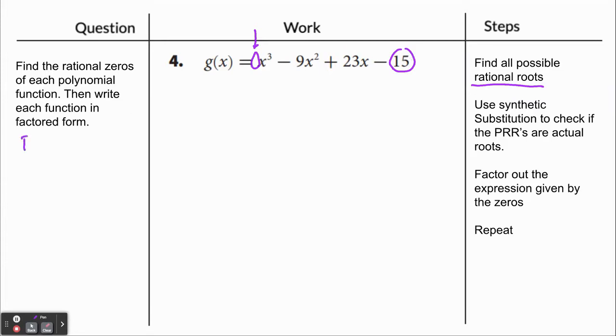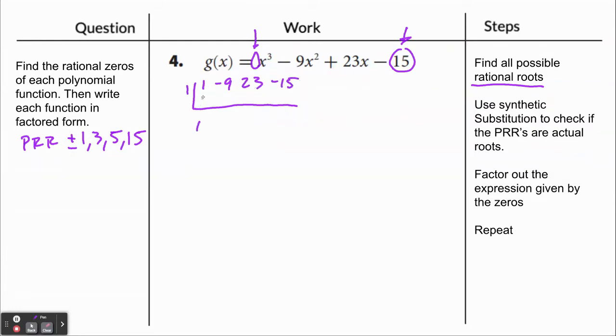So my possible rational roots are going to be positive or negative 1, 3, 5, and 15, because those are the factors of 15. Now we're going to use synthetic substitution to check if they're actual roots. So what that means is I'm going to start with 1, I like to start with the easiest ones first here, and then I'm going to use synthetic substitution.